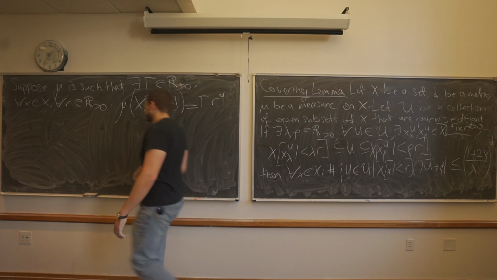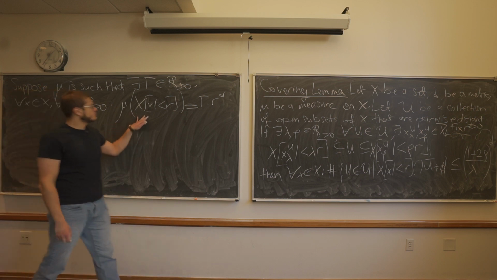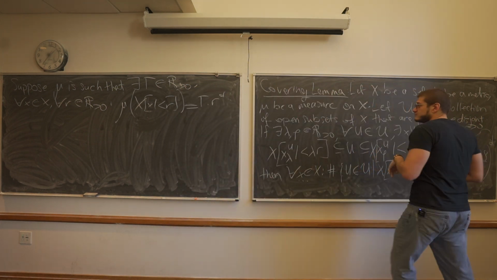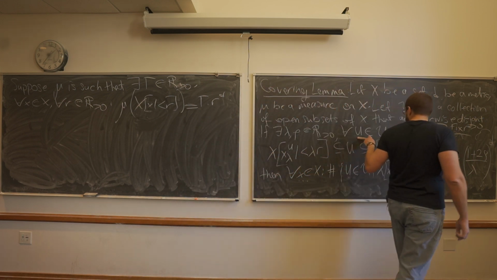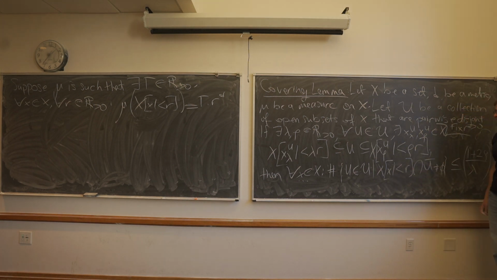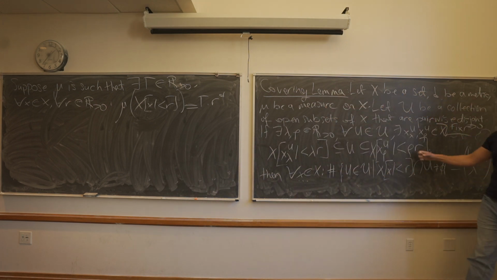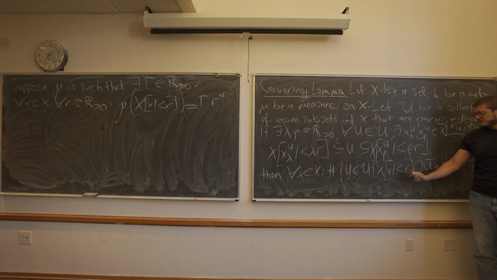If mu is such that there's a gamma such that for any open ball of radius r, the mu measure of the ball is gamma times r to the d, for some fixed d, of course. Not the same d as the metric. And if there are two numbers, lambda and rho, such that for any open set U in my collection, there are two points in X such that U contains the open ball of radius lambda times rho, and U itself is contained in an open ball of this other radius, then for any open subset of radius r, the number of U's in my collection that hit this open subset is bounded by this specific number.